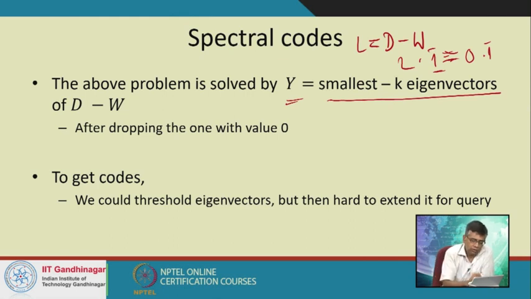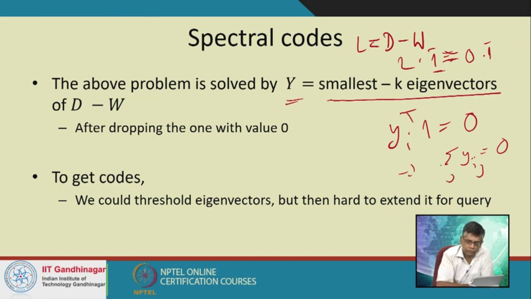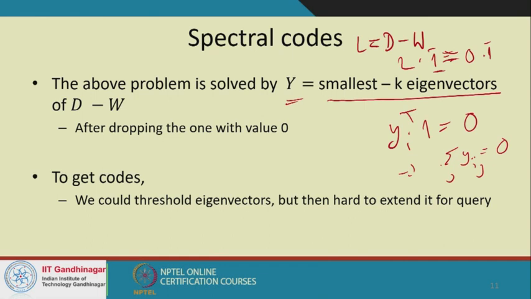Ideally, we could take this, but remember, we needed plus ones and minus ones. Now, because this is a positive semi-definite matrix, each of these eigenvectors is orthogonal to each other, and therefore orthogonal to the all ones vector. Which means that if yi is the ith eigenvector, then yi transpose 1 equals 0, which means the summation over all j of yij is equal to 0. This starts looking like the constraint that we had before. So what we could do is take these eigenvectors and threshold them.